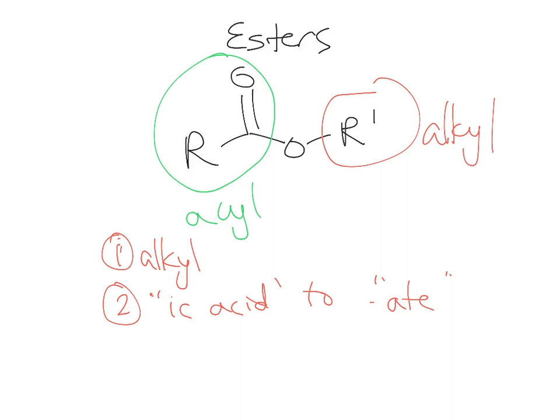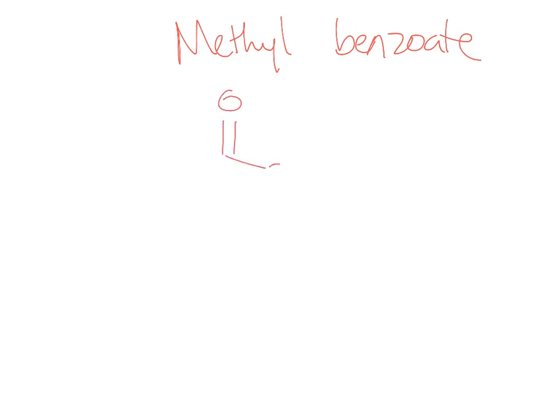So for example, if I were to have you draw methyl benzoate, first you would draw that group in the middle, that's your ester. Methyl is coming off the oxygen, benzene ring coming off here. Methyl benzoate.